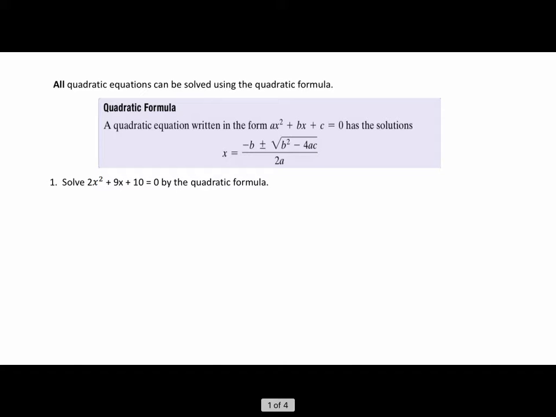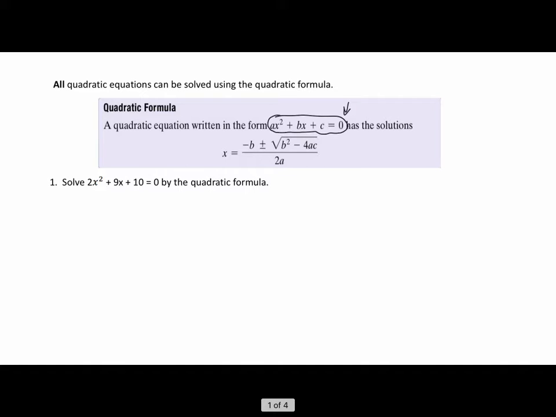The great thing about the quadratic formula is that you can use this to solve all quadratic equations. So quadratic means degree 2, that they can be written in this form. And the equation does have to have 0 on one side, just like the factoring method. And this equation will have up to two solutions.